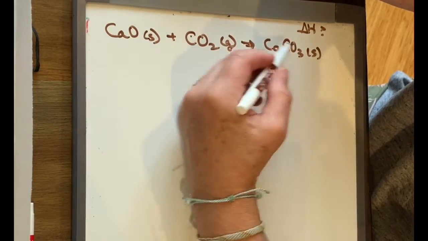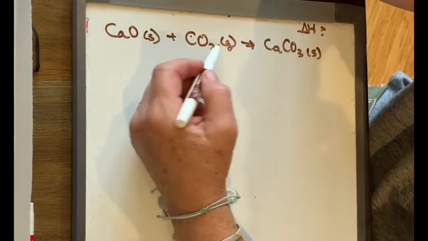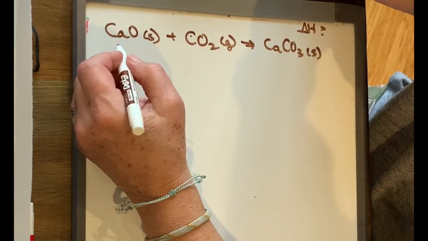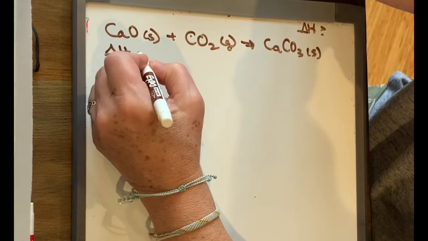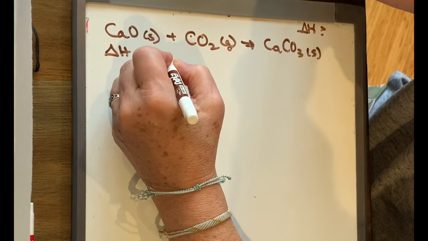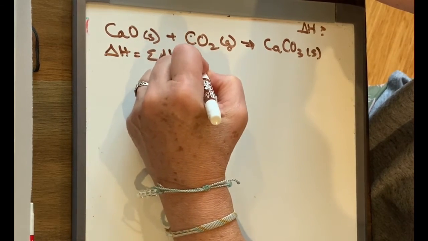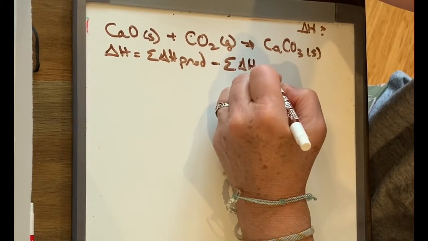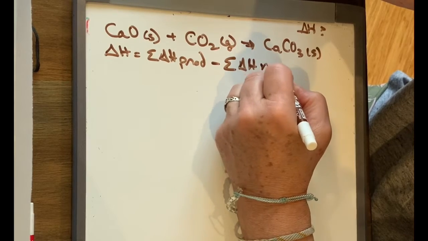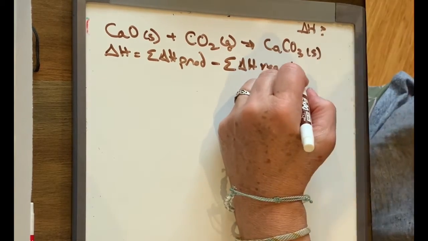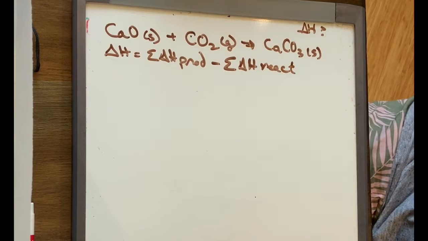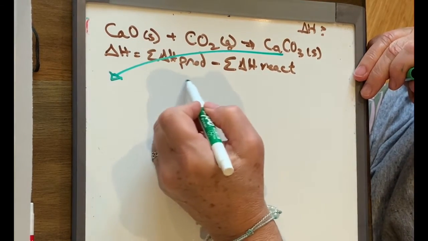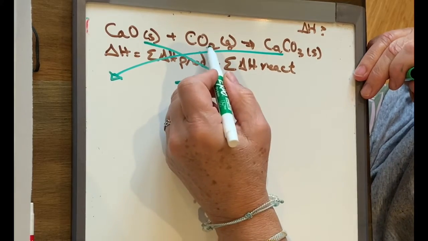CaO, 3 O's, and C. Hey, it's already balanced, that's kind of them to give it to us. Remember, we know our delta H is the sum of the delta H for the products minus the sum of the delta H of the reactants. So we're going to make sure that we've got our CaCO3 goes this way, and then subtract it this way, right?